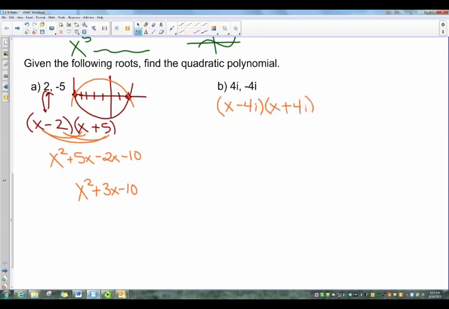So they must come in pairs, and we've talked about it in some of the past sections when we looked at imaginaries. These are called conjugates because they have the opposite signs.